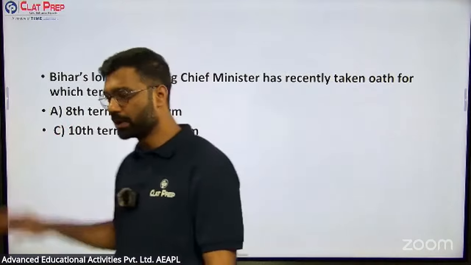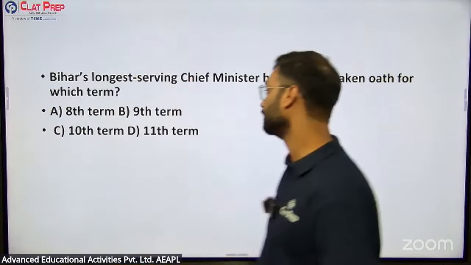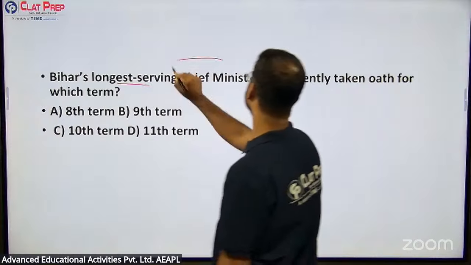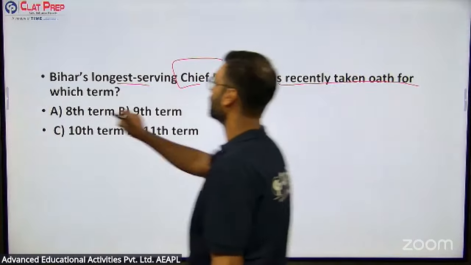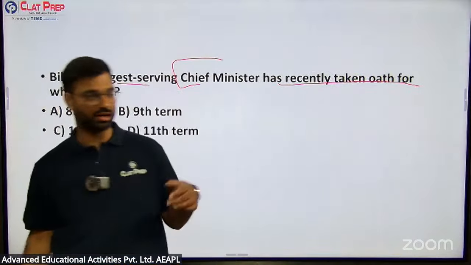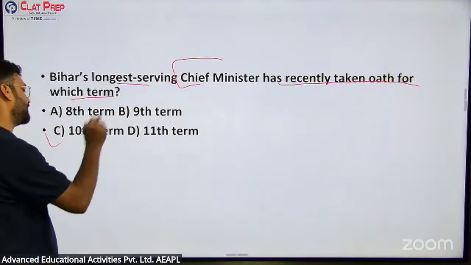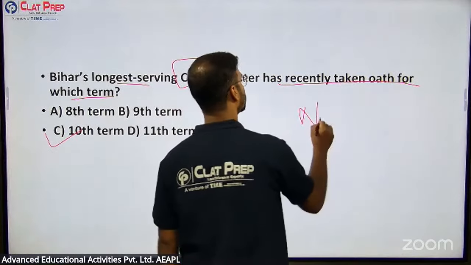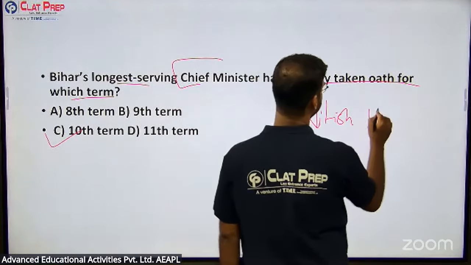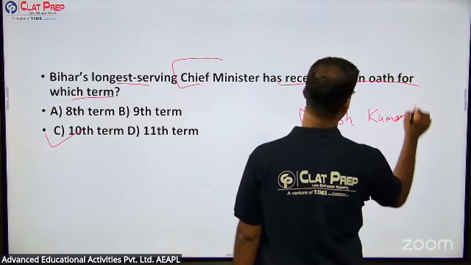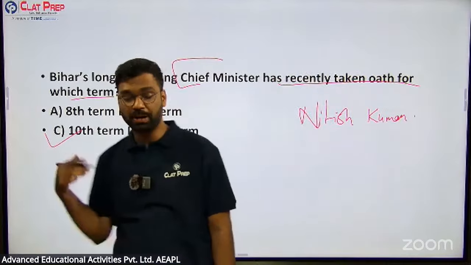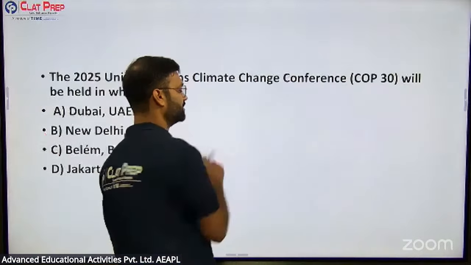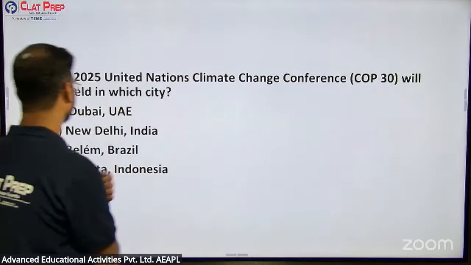Okay, now a question from the recently conducted polls in the state of Bihar. The question says, Bihar's longest serving chief minister has recently taken oath for which term? He's going to serve his 10th term. This is the 10th time Nitish Kumar is taking the oath as the chief minister of Bihar. You should know which party he belongs to, which party is in power in Bihar, which party is in the opposition. All this information you should know.